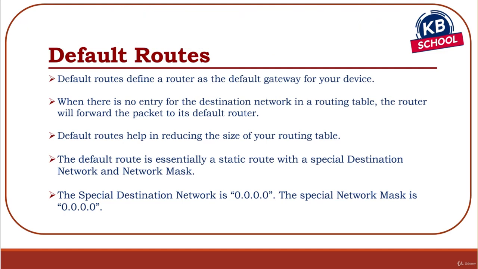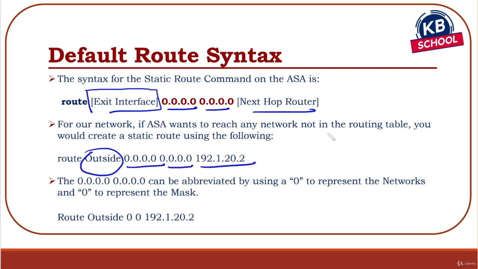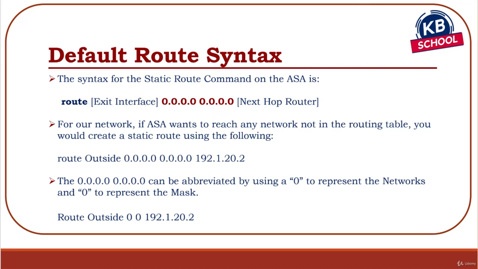Now, one of the things that you can do on an ASA firewall is abbreviate the zeros. Let me show you that in the command syntax section over here. The default route syntax: exit interface, which generally is going to be towards the outside because that's towards the internet, the network, the mask, and the next hop. All right, so route outside 0.0.0.0 0.0.0.0 next hop. Now, rather than writing the whole 0.0.0.0 over here, you can abbreviate it and write a single 0 to represent the network, and a single 0 to represent the mask.